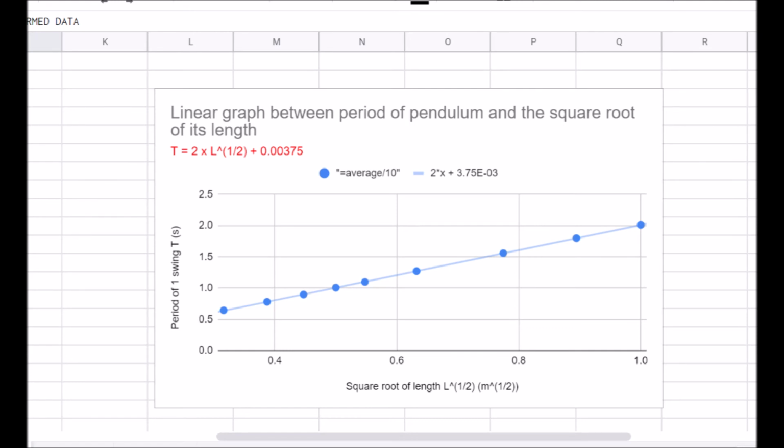What I've done is I've got the spreadsheet to put a nice linear trend line on there for me, and then I've got it to display the equation, and I can see that it's telling me it's y equals 2x plus 0.00375. And so I'm just going to use my own knowledge of what we've done to the x-axis to make that T equals 2 root x plus 0.00375.